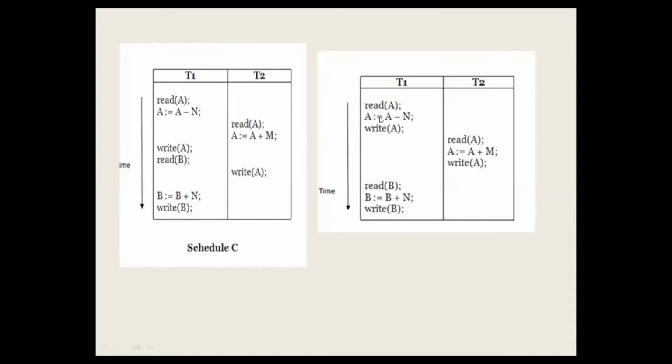And next, this is an example of a non-serial schedule. First you will have some operations of T2, then you have T1, and then you will have T2, and so on. So here it's T1, T2, and T1. So this is called a non-serial schedule. When you have interleaving transactions, this means that when one transaction is being executed, the other transaction also executes in parallel. This is called interleaving transactions.